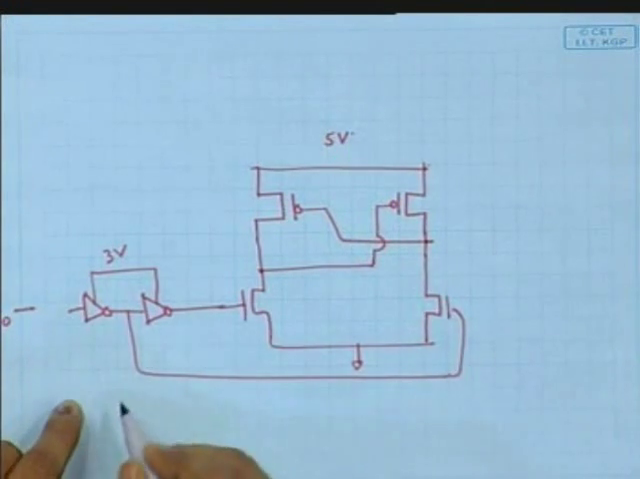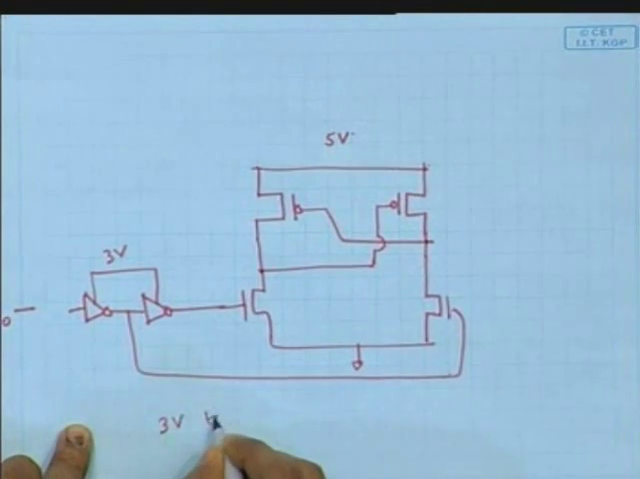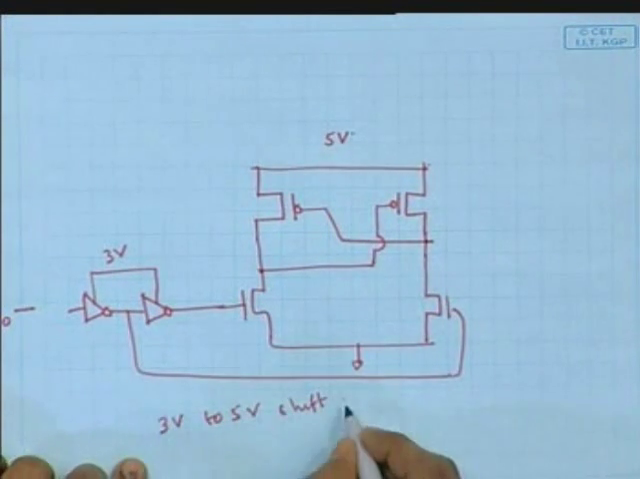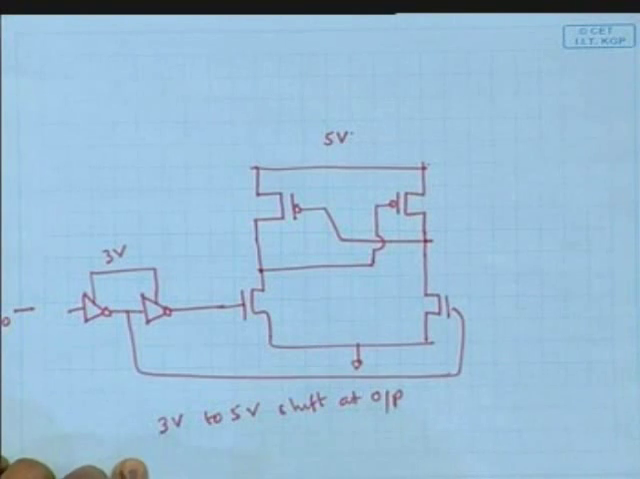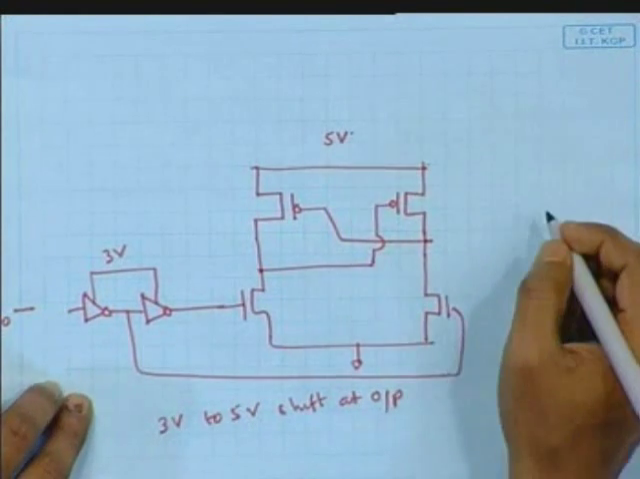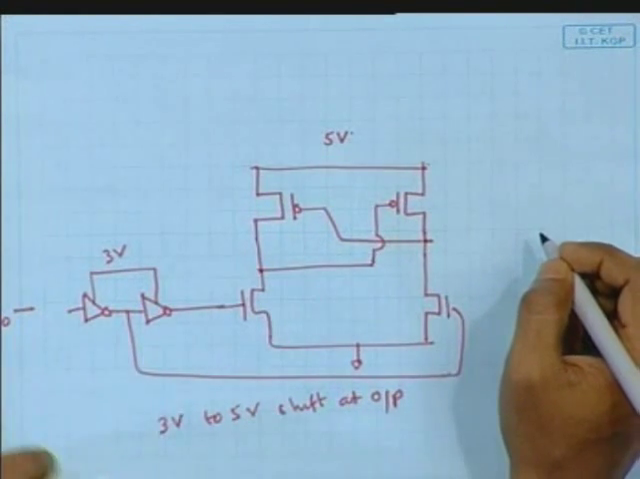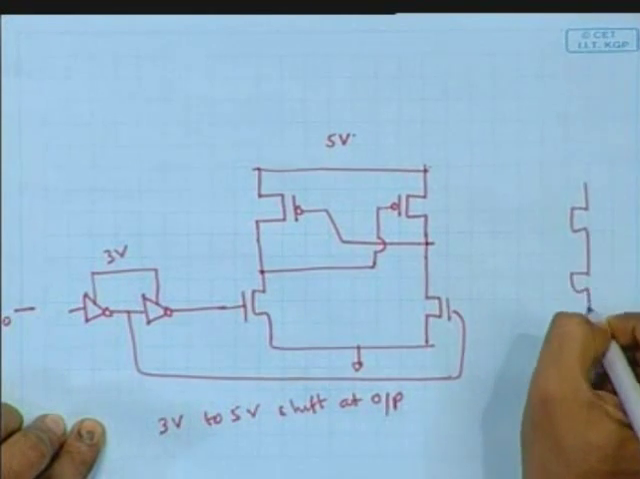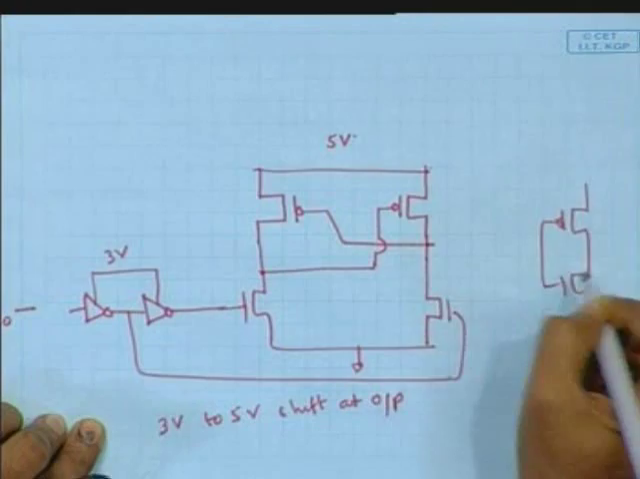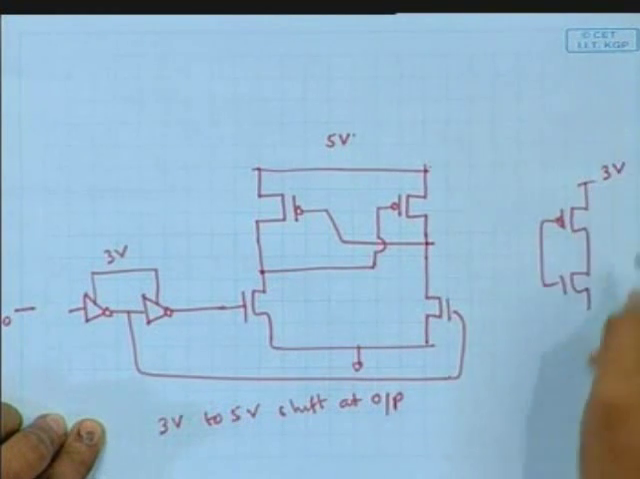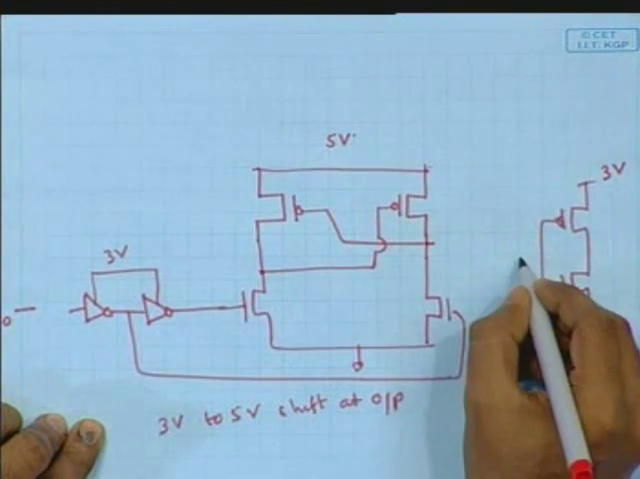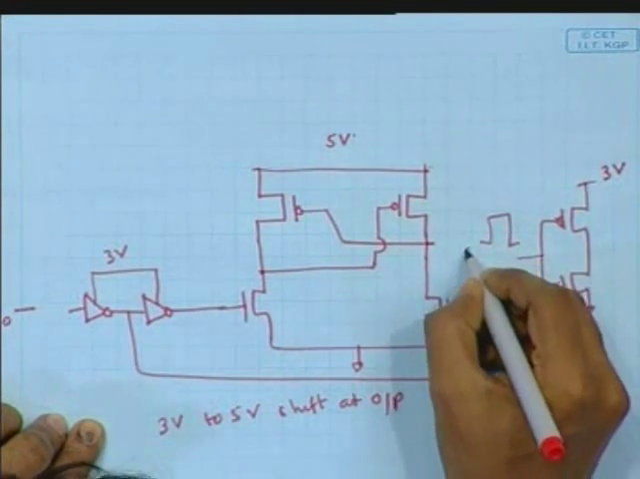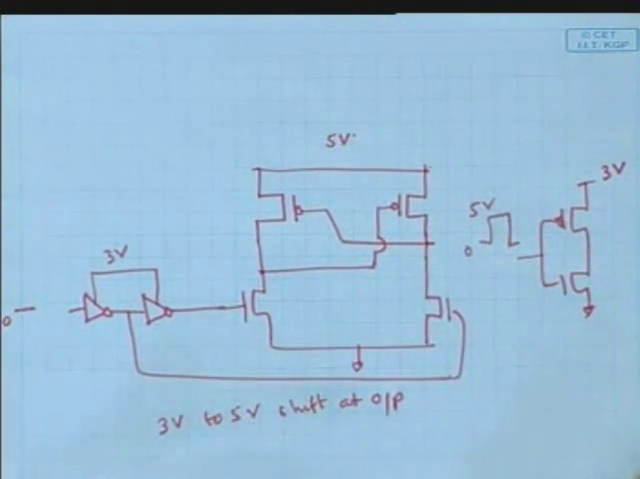So this is the 3 volt to 5 volt shift at output. Now if you want to shift 5 volt to 3 volt at input side, you can use simply an inverter, no problem, right? This is 3 volt, and here the signal is 0 to 5 volt. We can use it, no problem, right?